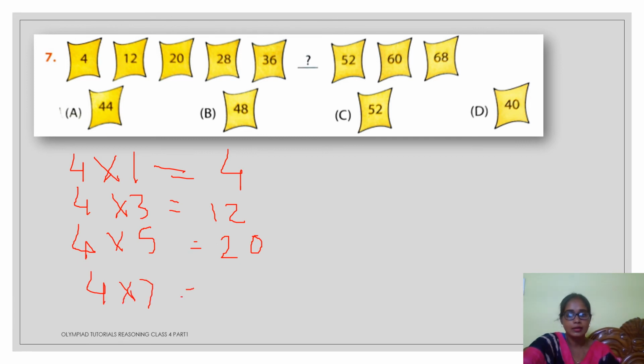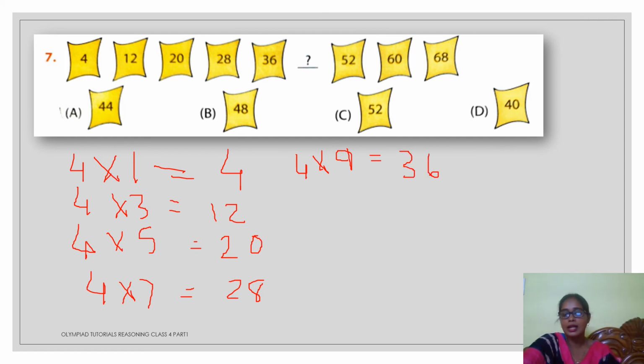You'll get 28. So 4 into the odd numbers, you're going to get the answer. So that series is maintained, the 4 into the odd numbers. The next odd number here you can see, 4 into 9 is equal to 36.